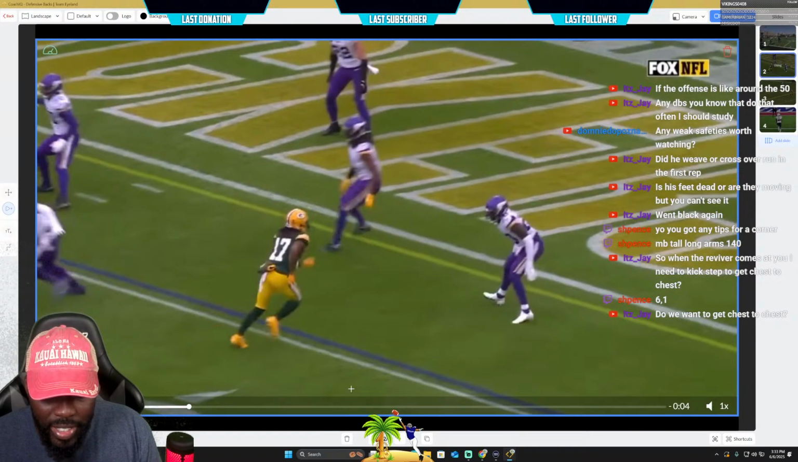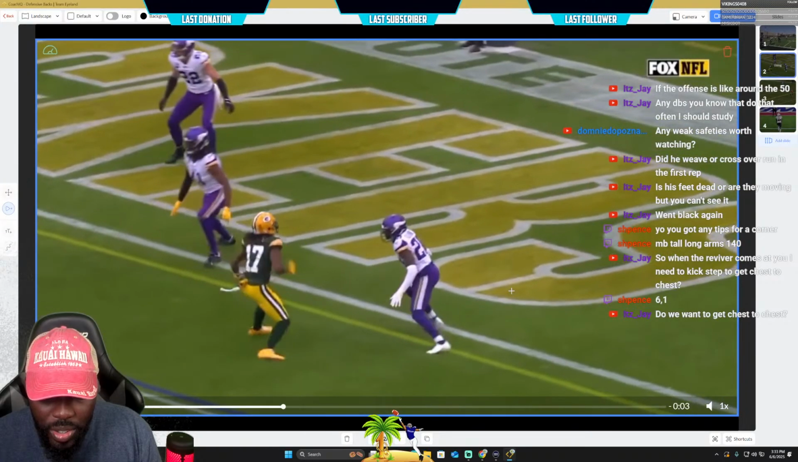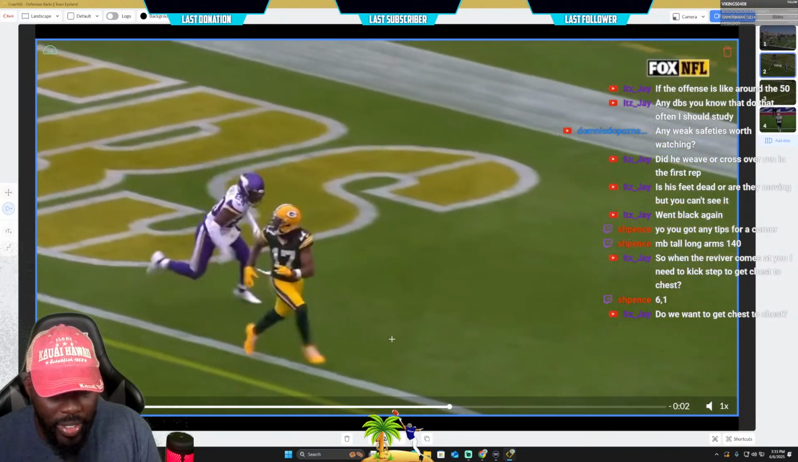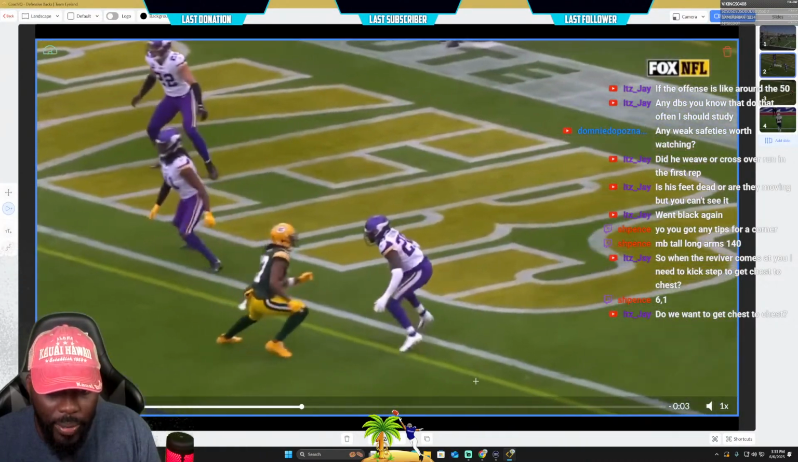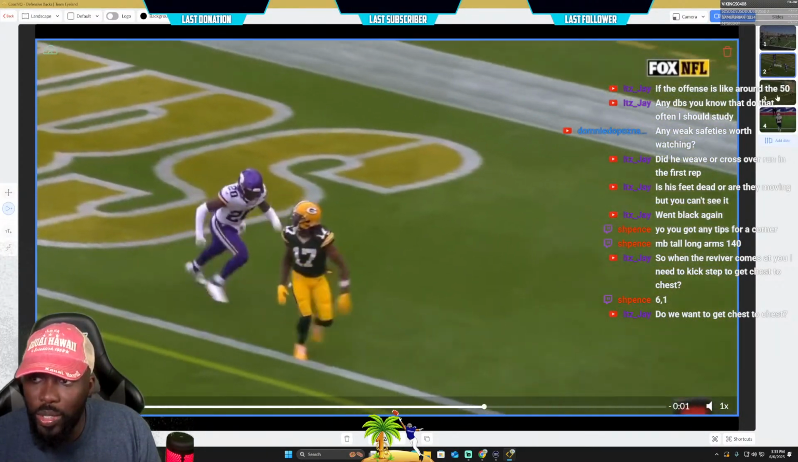Another thing is, we're on the goal line. Don't give too much ground. We want to be in position to get hands on him. Right? That was too easy. That was way too easy.